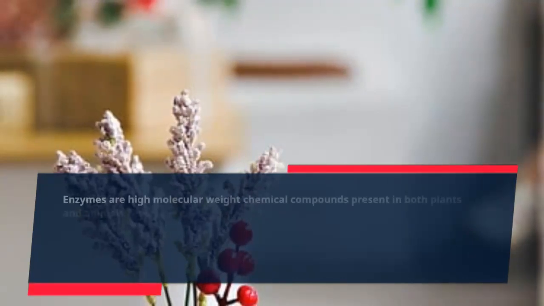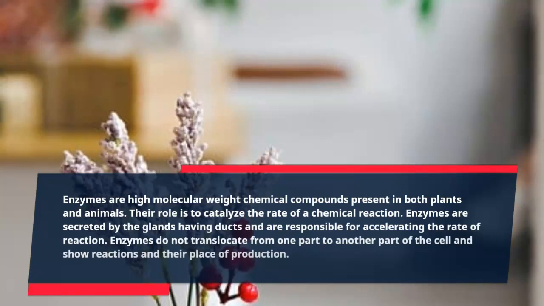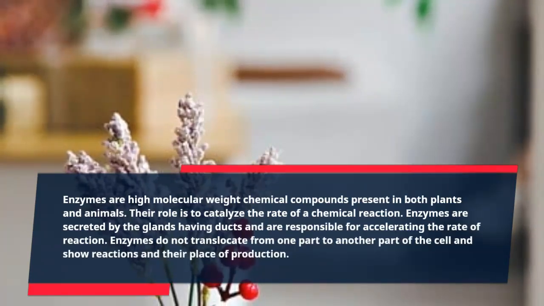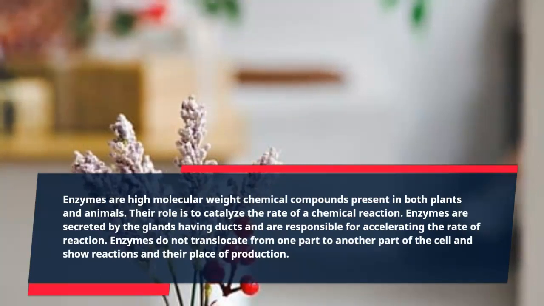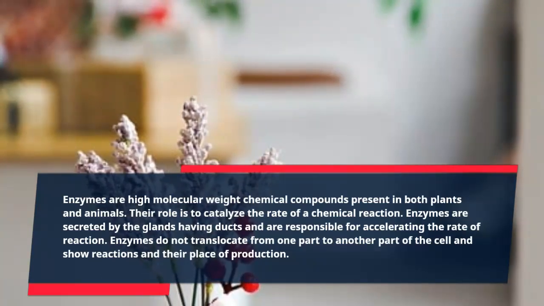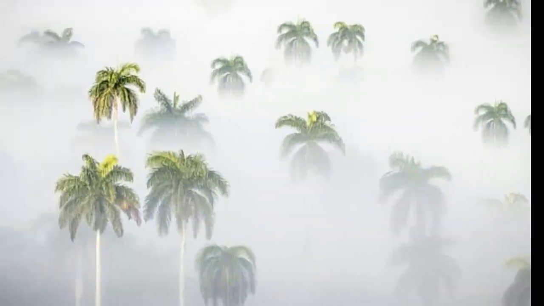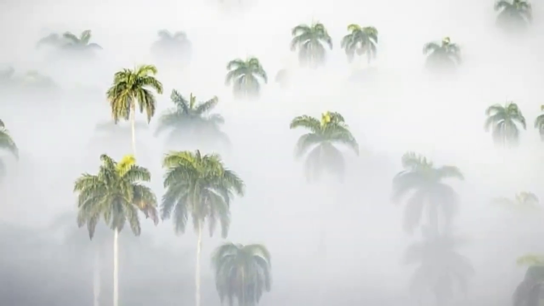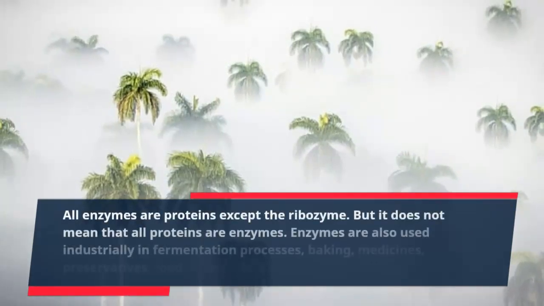Enzymes are high molecular weight chemical compounds present in both plants and animals. Their role is to catalyze the rate of a chemical reaction. Enzymes are secreted by the glands having ducts and are responsible for accelerating the rate of reaction. Enzymes do not translocate from one part to another part of the cell and show reactions in their place of production. All enzymes are proteins except the ribozyme. But it does not mean that all proteins are enzymes.